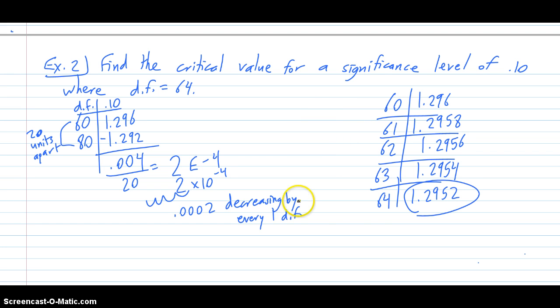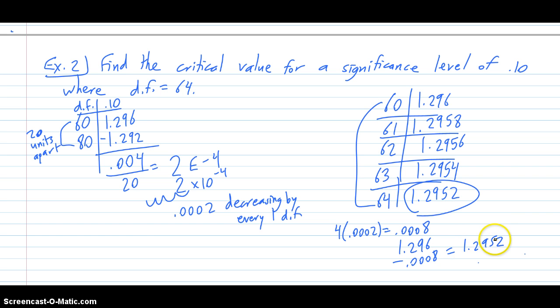And once again, you can use the shortcut. You can figure out there's 4 apart here, so I can take 4 times 0.0002, which is 0.0008, and then I can take the original 1.296 minus 0.0008, and guess what? I get 1.2952. Either way you want to do it, whichever way you prefer, it's your choice. All right? It's all up to you now, folks.